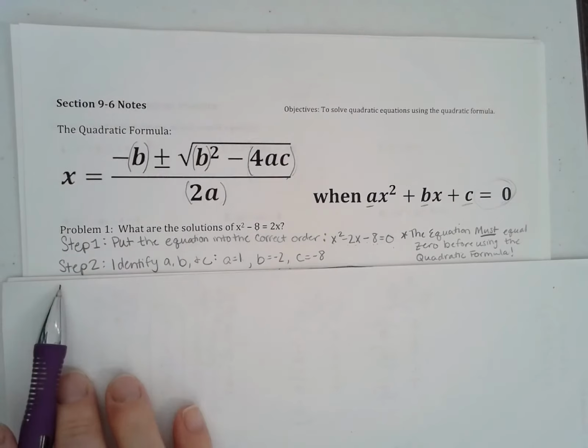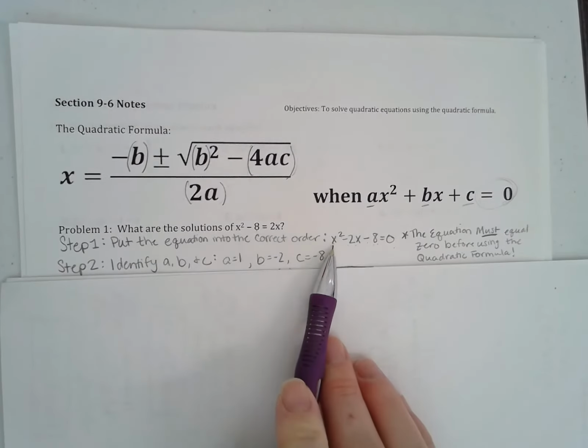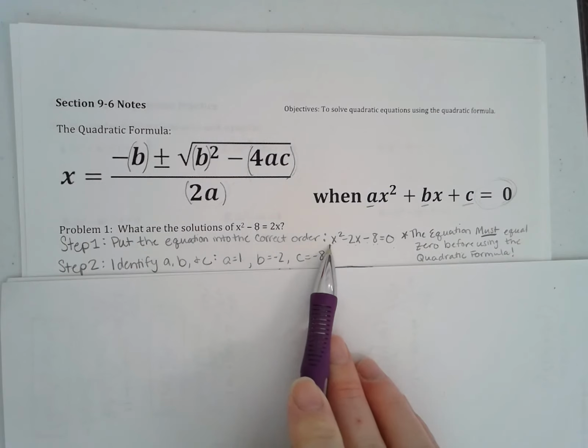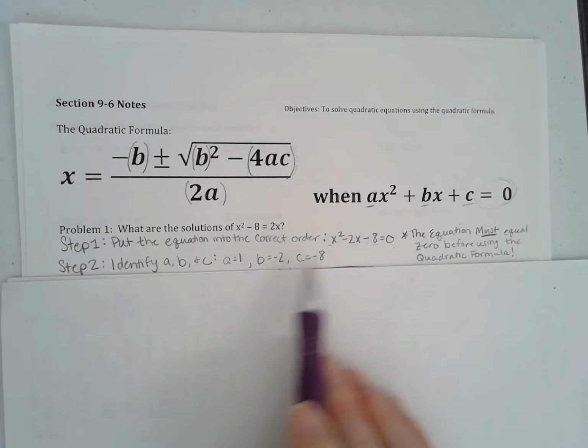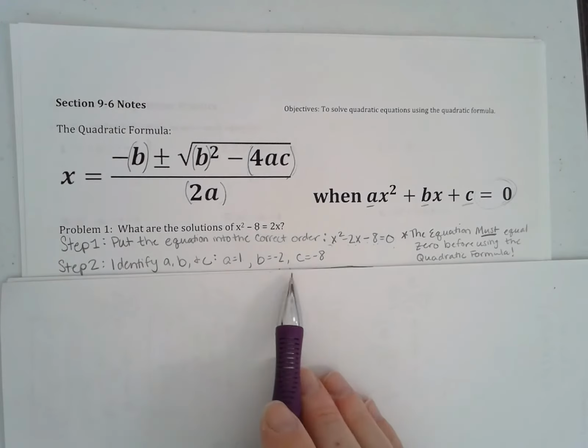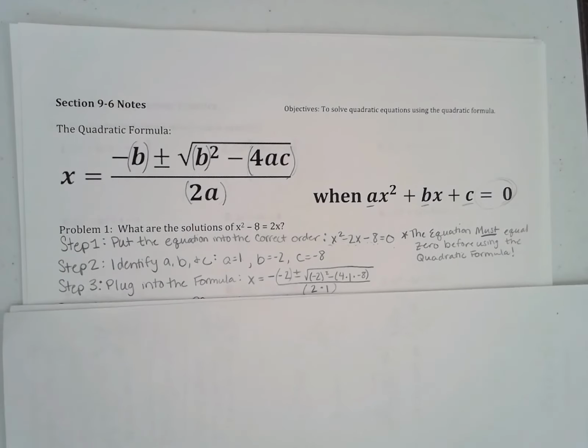So step 2, identify a, b, and c. A is the number in front of x squared, which happens to be a 1. It's an invisible one, but it's still there. B is negative 2 for the minus 2x, and c is minus 8, which is at the end without an x squared or an x. Step 3, plug it into the formula.